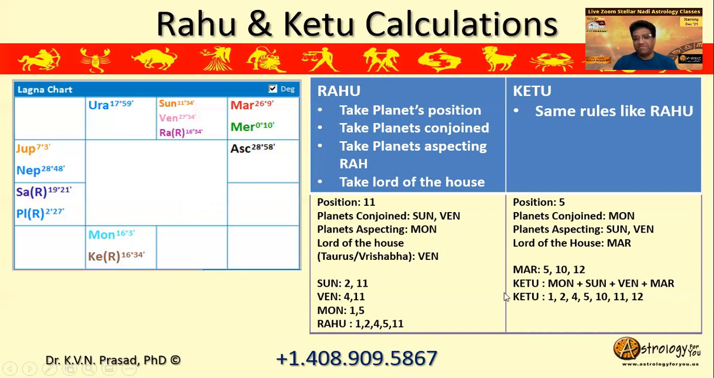Now you have to combine everything. Ketu is equal to Moon plus Sun plus Venus plus Mars. We have already calculated here: Sun is 2, 11, Venus is 4, 11, Mars we calculated 5, 10, 12, and Moon is 1, 5. You combine everything, then you get 1, 2, 4, 5, 10, 11, 12. So Ketu is affecting so many bhavas: 1, 2, 4, 5, 10, 11, 12. This is how you calculate the positions for Rahu and Ketu, and how they are going to affect our chart.